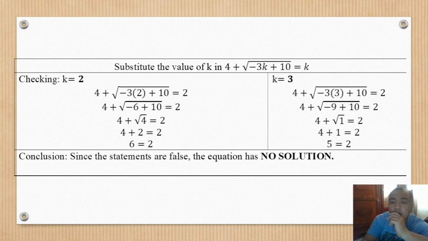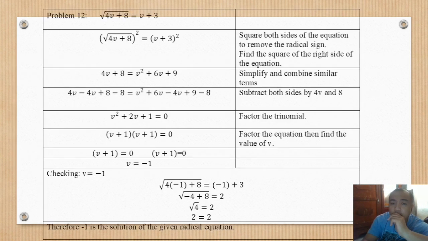1, 4 plus 1. Talagang wala. So, since the statements are false, the equation has no solution.